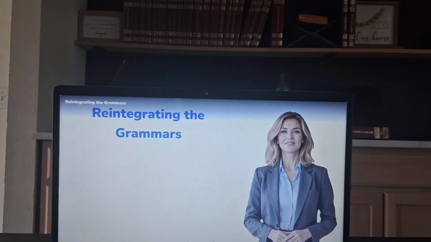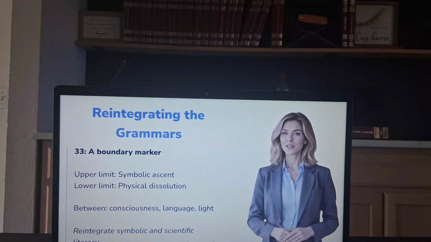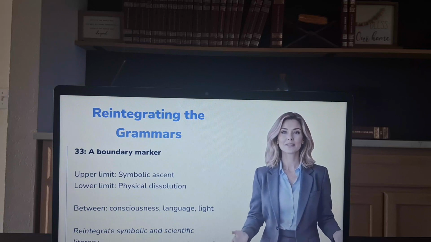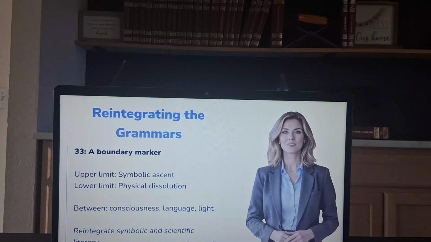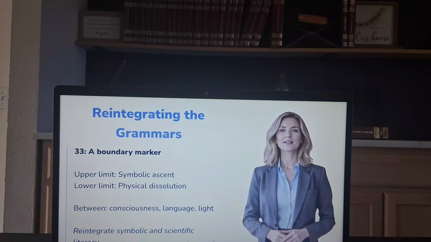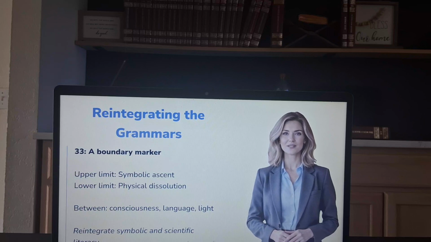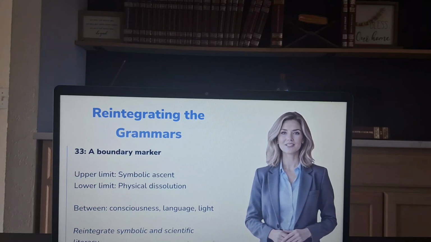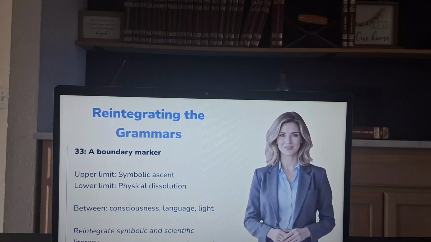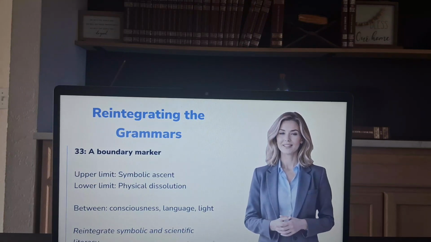The symbolic recurrence of 33 is not a secret code, but an instructive resonance between human meaning-making and physical limits. It marks completion of ascent at one end and dissolution of form at the other. Between these poles lies the domain where consciousness, language, and light interact. When symbolic and scientific grammars are reintegrated, the world becomes legible again. The light was always present. What was missing was the ability to resolve it.